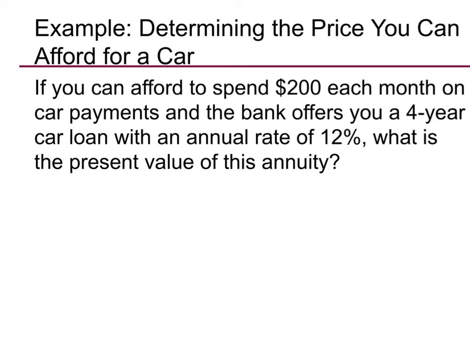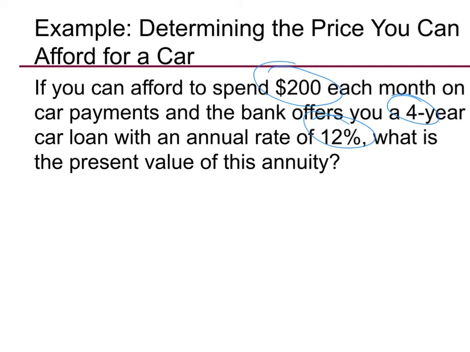Here in this example, I'll show you how to do it on the next video, but we're looking at buying a car, right? And we can afford $200 a month. Okay, maybe I'm getting rid of an old car that I used to pay $200 a month for, or maybe I just know that my bank account is increasing by $200 a month, so I can put that much into my car if I need a car. So I know I can afford that. All right, the bank offers me a 4-year loan with an annual interest rate of 12%, and I want to know what is the present value of this annuity.